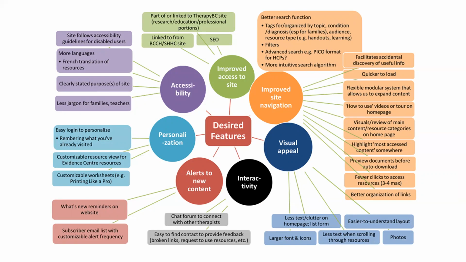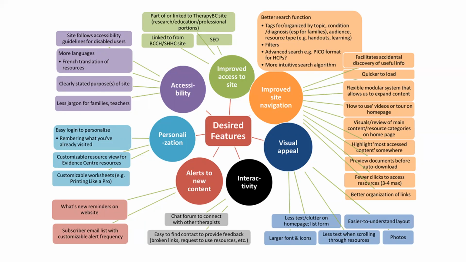So they wanted to be able to find it when they typed that website name into Google. So SEO optimize, link to the BC Children's and the Sunny Hill sites, and also the Therapy BC website. Finally, and very much emphasized because there's such a large volume of content on this site, was to improve the site navigation. So they wanted people to be able to, when they go to the site, find what they were looking for, but at the same time facilitate those accidental and joyful discoveries along the way.